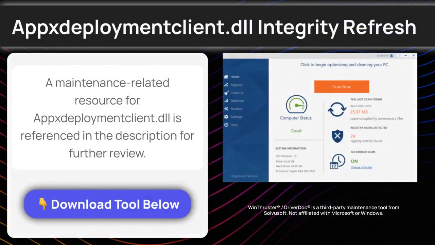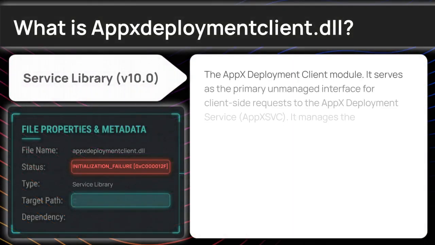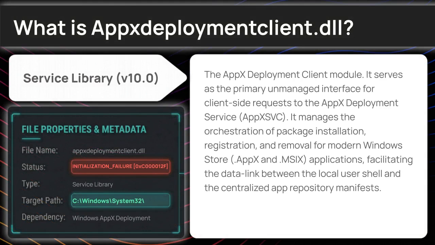This is the AppX Deployment Client module. It serves as the primary unmanaged interface for client-side requests to the AppX Deployment Service, AppXSVC. It manages the orchestration of package installation, registration, and removal for modern Windows Store, .AppX and .MSIX applications, facilitating the data link between the local user shell and the centralized app repository manifests.